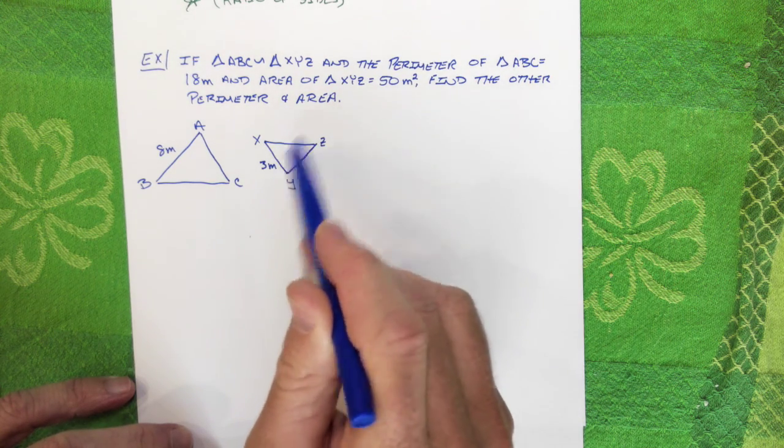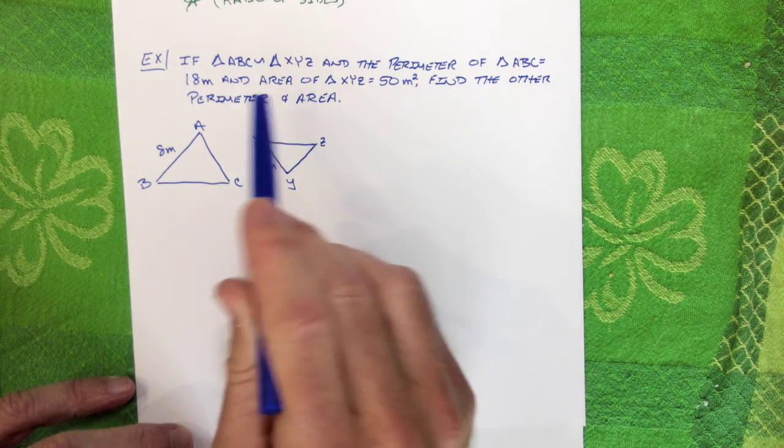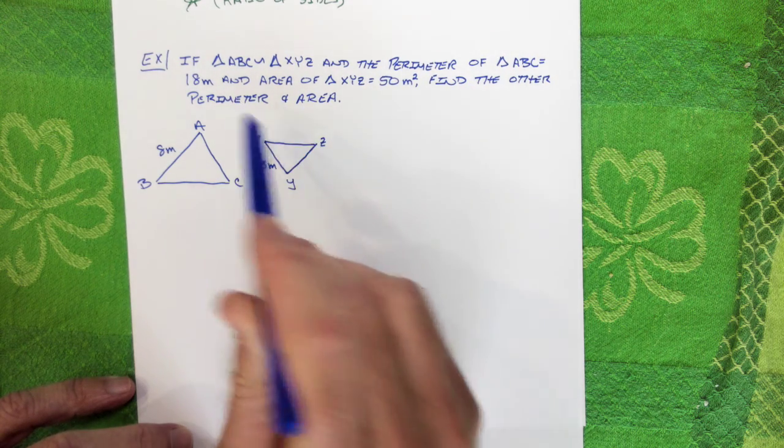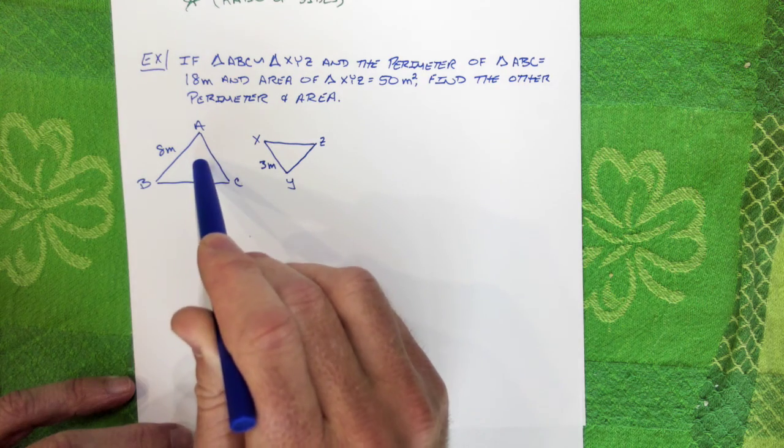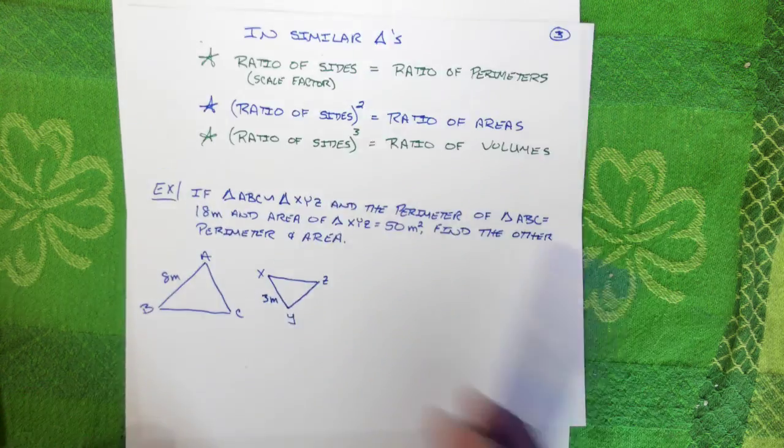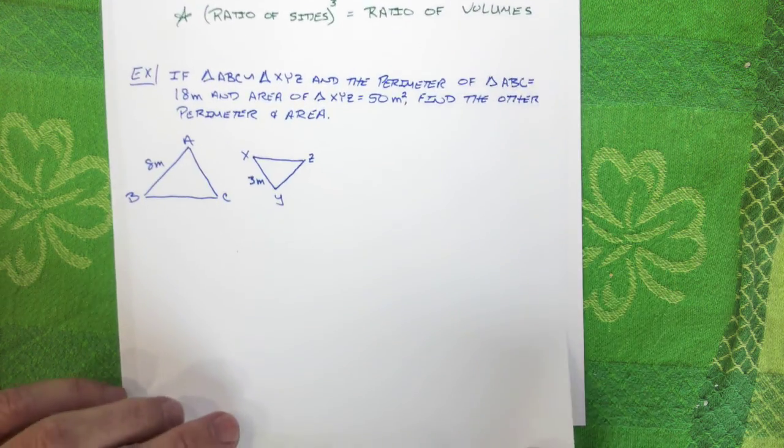Notice we don't have all the information. We're being given stuff. Find the other perimeter and find the other area. So we need to find the perimeter of this one. We need to find the area of this one. And that goes back to using these relationships. So let's see how we can do this.